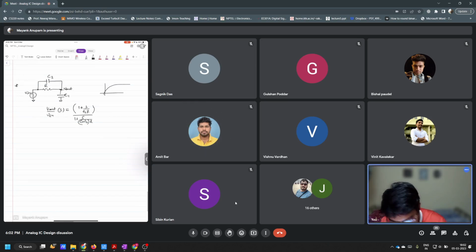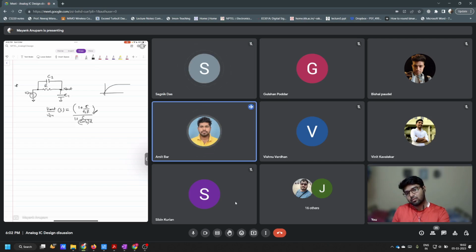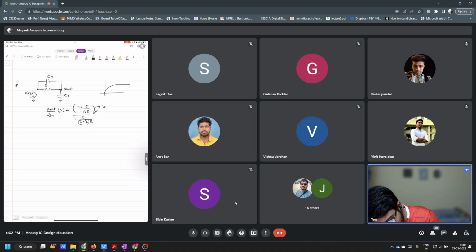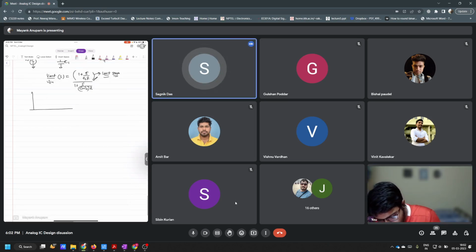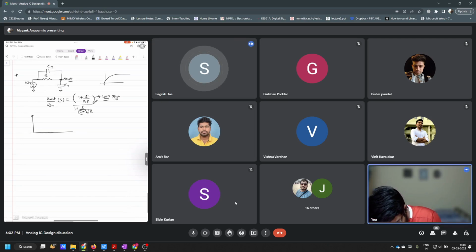Definitely yes. So basically, you see that there is a zero here, right? And what is this zero's property? Is this in the left half plane or right half plane? Left half plane, sir. Correct. So this zero is in the LHP. This is a left half plane zero. What is the response of the system to a unit step? First of all, it will jump to C2 by C1 plus C2, and then it will slowly rise to the value V in.